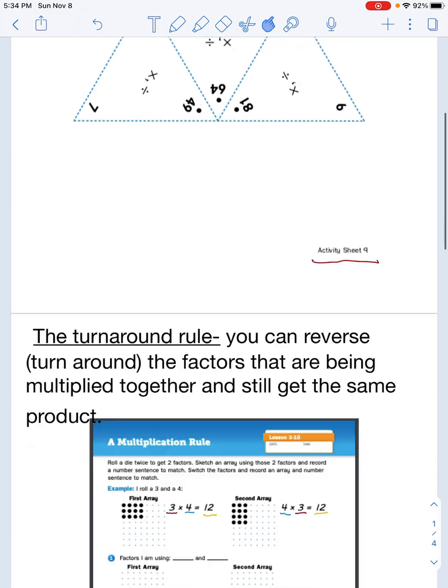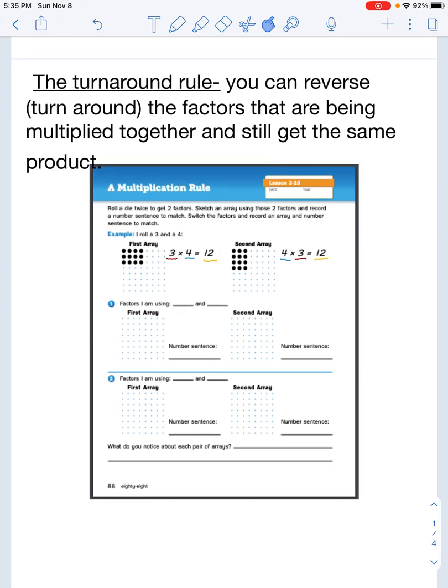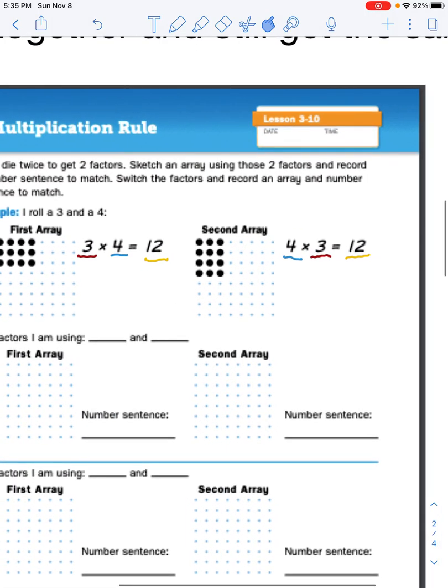Okay, so we'll go on to our next lesson today, which is called the turnaround rule. So the turnaround rule is that you can reverse or turn around the factors that are being multiplied together and you still get the same product. So let me break that down for you, what that means. It says that if we use the same factors and we just switch around or turn around what is being multiplied, we'll still get the same answer.